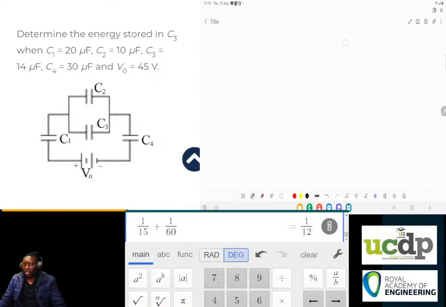So how do we get the energy stored in C3? How do we get the energy stored in capacitor C3 in this setup? The values of the other capacitors are given. What's our starting point? Where do we start from?